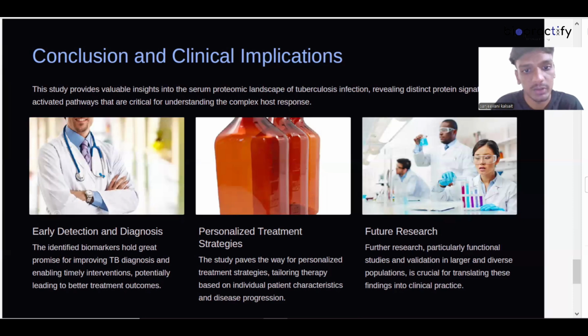Early detection and diagnosis, personalized treatment, future research directions, host-pathogen interaction, unique signatures. The findings of this study provide novel insight into the serum proteome of active tuberculosis patients and their contacts. These are important for the study of tuberculosis using these serum samples.